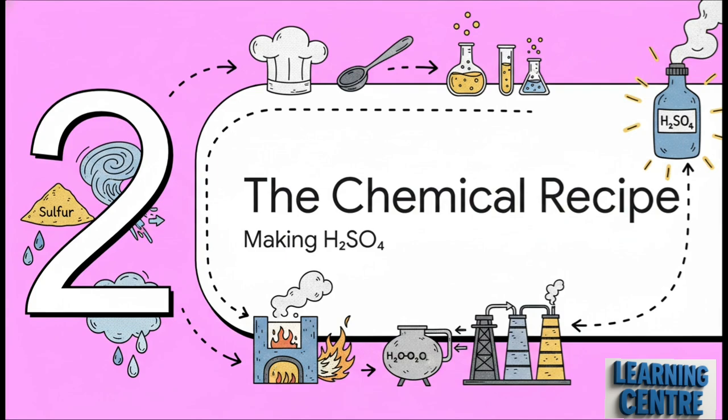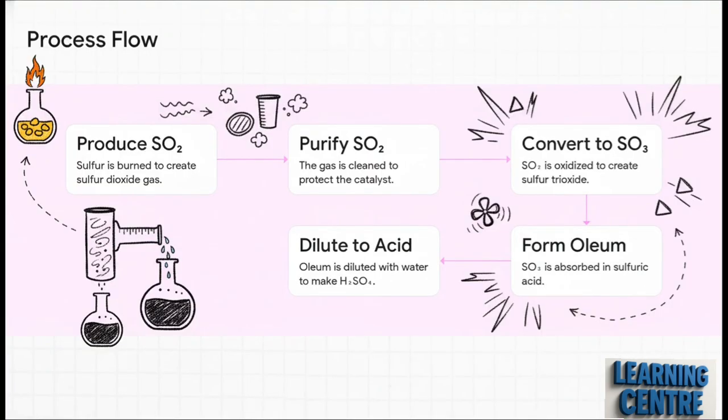The best way to think about the contact process is like a carefully controlled, multi-step recipe. We're going to follow the ingredients all the way from their raw state to the finished bottle of pure sulfuric acid. And here's our roadmap for this explainer. It all kicks off with making some sulfur dioxide, then comes a supercritical cleaning step. After that, we have the main chemical conversion, which is followed by a clever absorption trick, and finally, dilution. So yeah, it's a 5-step journey from beginning to end.